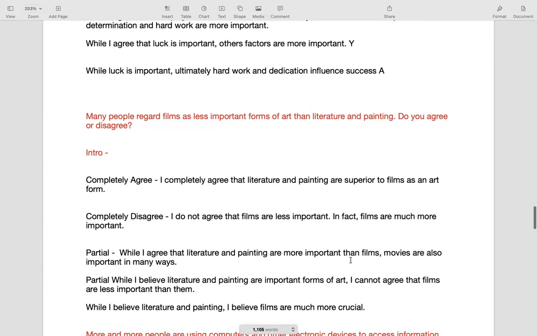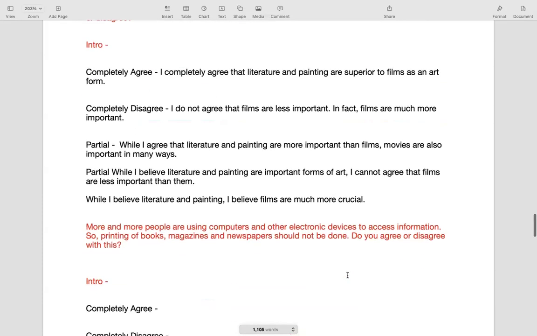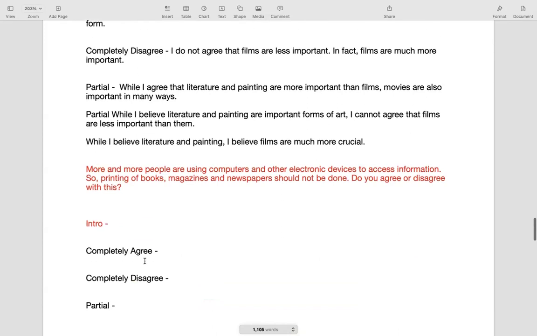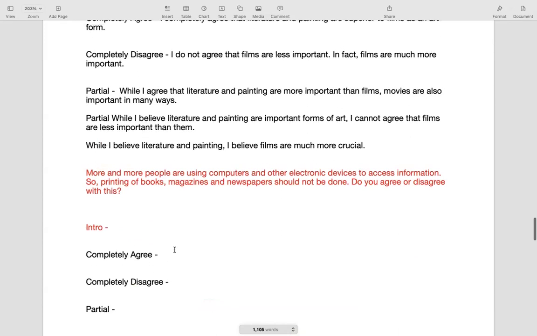Is it clear, this part? Yes, sir. Okay. What would you do here now? Let's think. Completely agree, now you can write. Completely disagree also you can write. So completely agree means what? That printing of books, magazines, and newspapers should not be done.